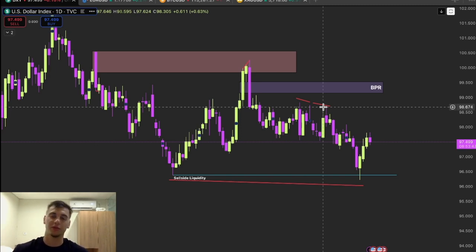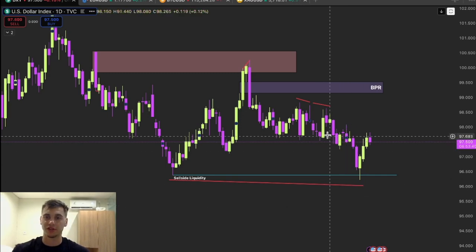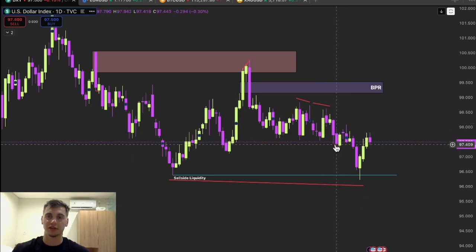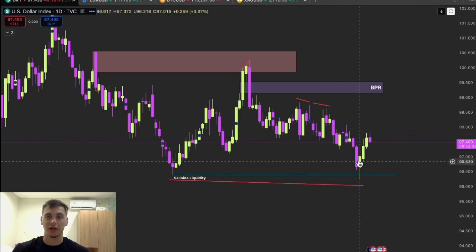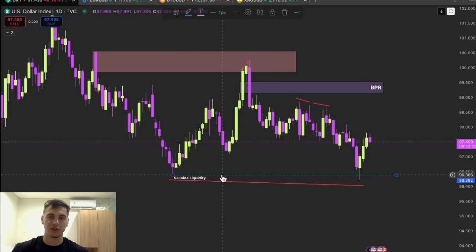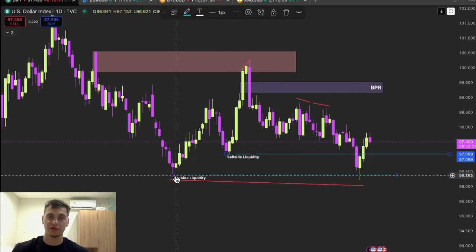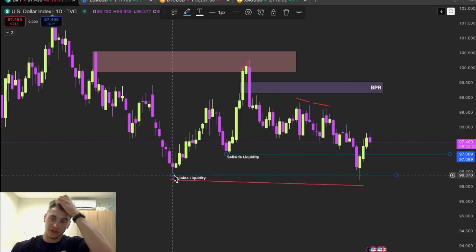Tada! We reversed lower, cracking correlation, had a displacement here, traded back into this inverse fair value gap on the daily time frame and a fair value gap on the daily time frame as well, and we reached the sell side liquidity pool over here and sell side liquidity over here at 96.35.